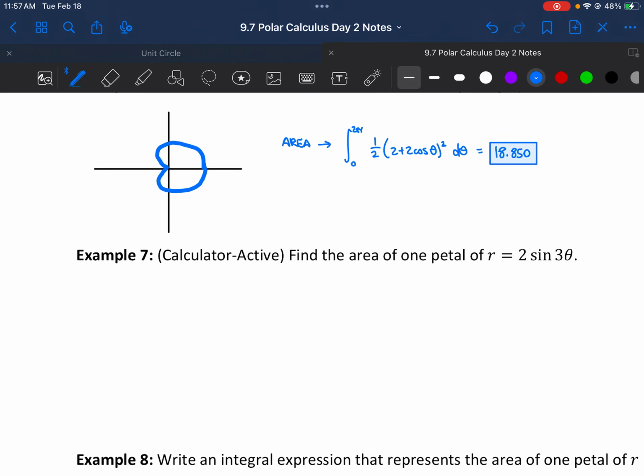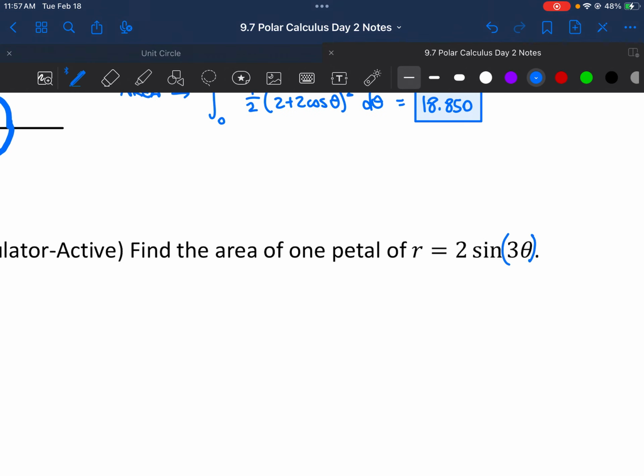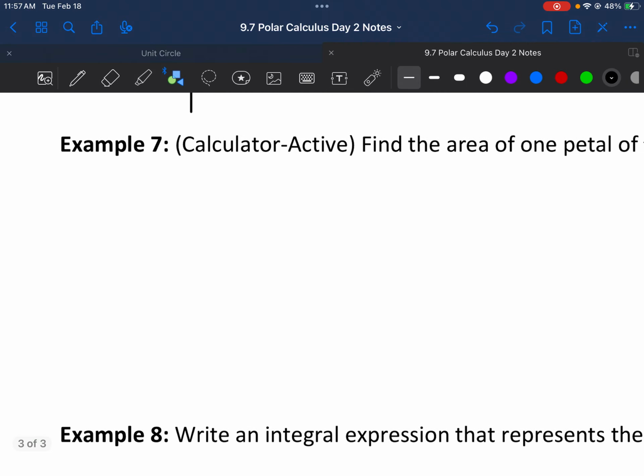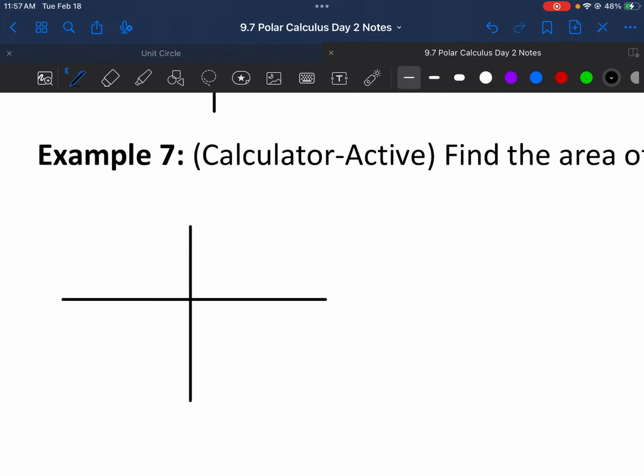Now let's look at the rose curve. For example 7, the rose curve r equals 2 sine of 3 theta. I usually like to have this part in parentheses, 2 sine of 3 theta. And notice it says find the area of one single petal. One single petal. So let's get a visual real quick. Again, I can't leave this screen, but it would look a little something like that.